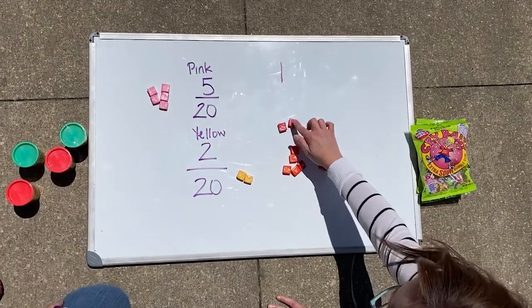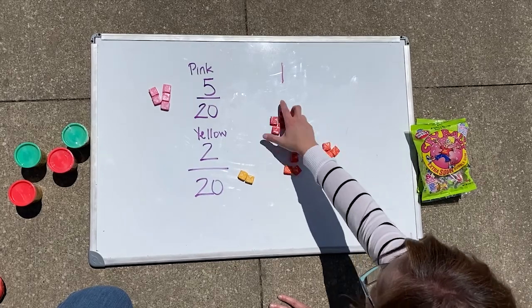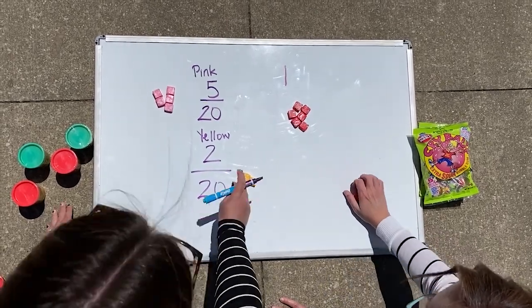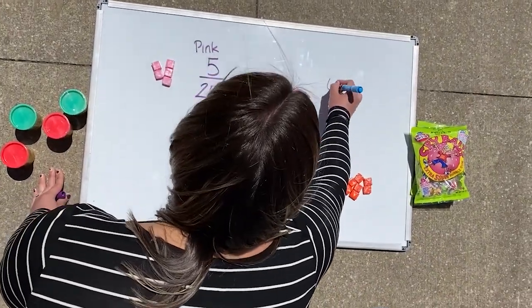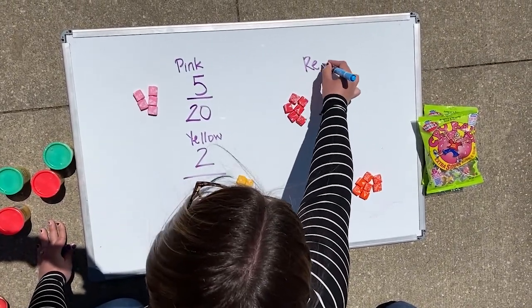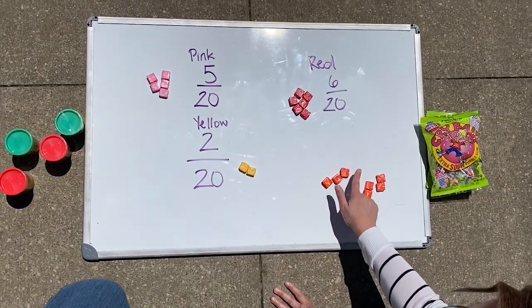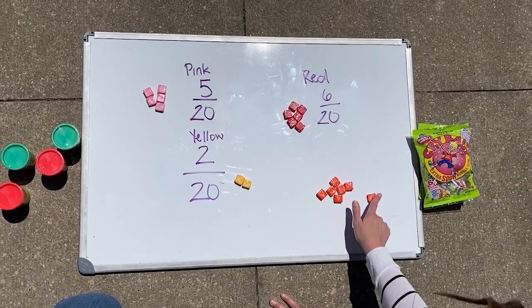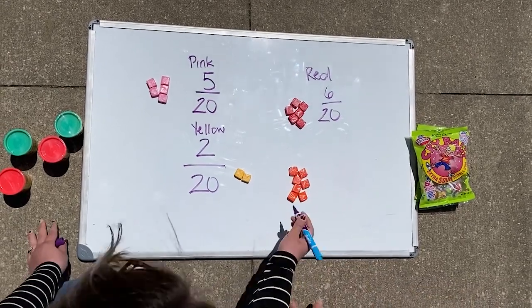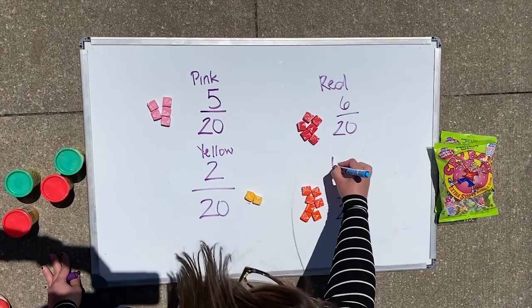I have 1, 2, 3, 4, 5, 6 that are red. So that means that 6 out of 20 are red. And lastly, 1, 2, 3, 4, 5, 6, 7 of my Starburst are orange. So 7/20ths are orange.